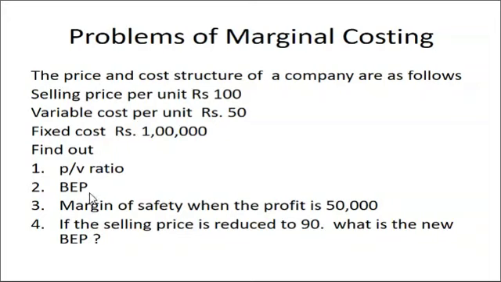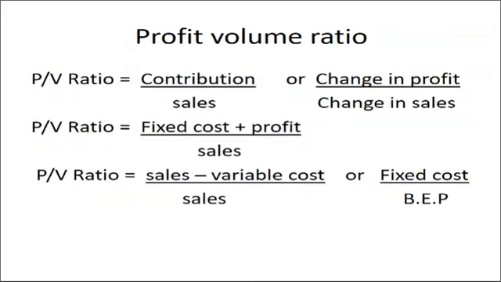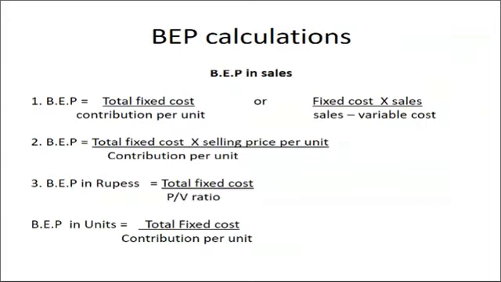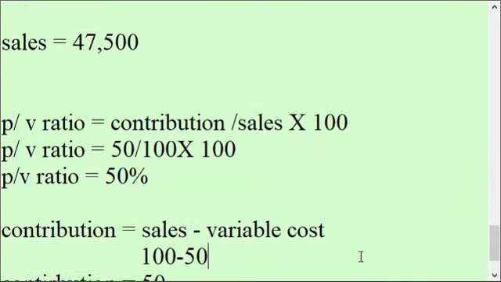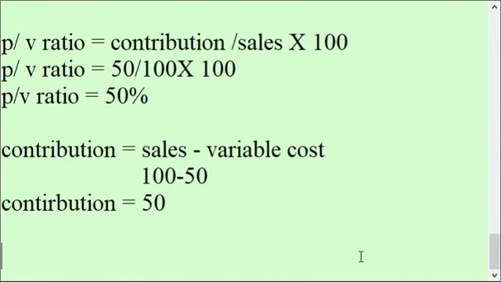Okay, so next, what they are asking for is BEP, we need to calculate. So what is the formula? Fixed cost they have given. Fixed cost divided by contribution per unit we can take. We will go for this formula only. Whichever formula you apply, you will get the same answer.